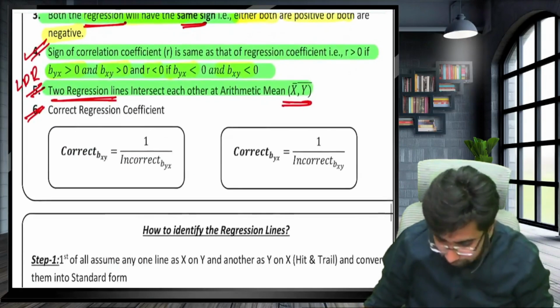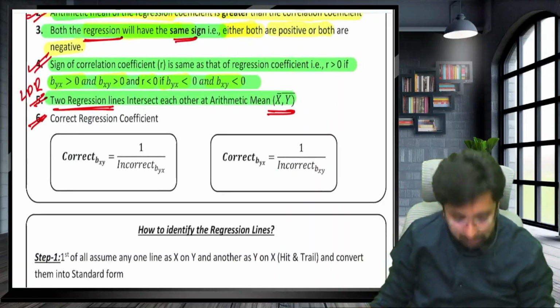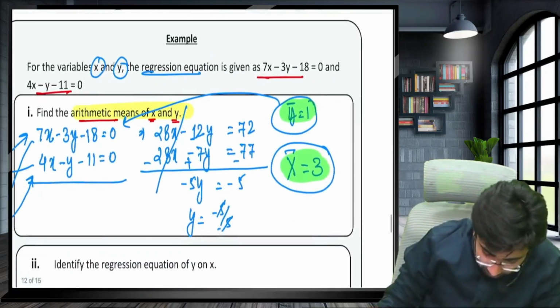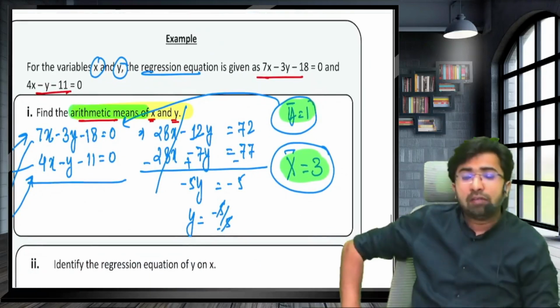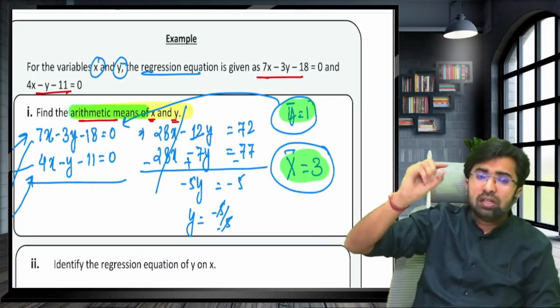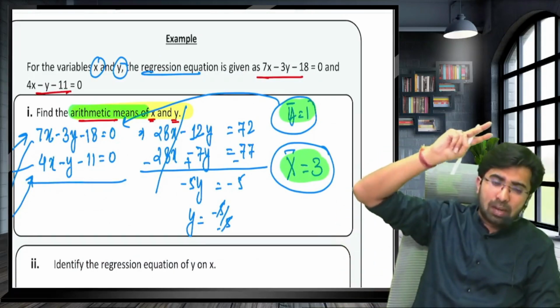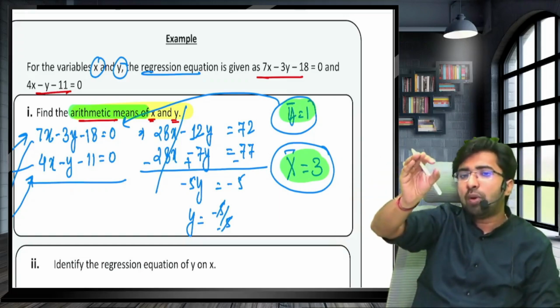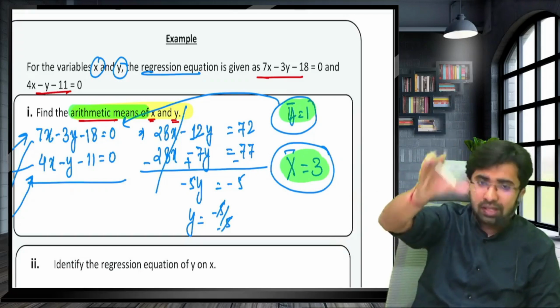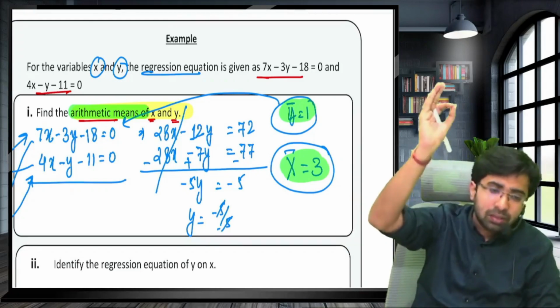Guys, now only one formula was left, but before we start the last point, I want you all to solve this question. Guys, the first part we have solved. What is the arithmetic mean? We all know the regression lines intersect each other at their arithmetic mean. So whenever we solve both the lines simultaneously, we will get that common point, which is the point of intersection, and that is the arithmetic mean.